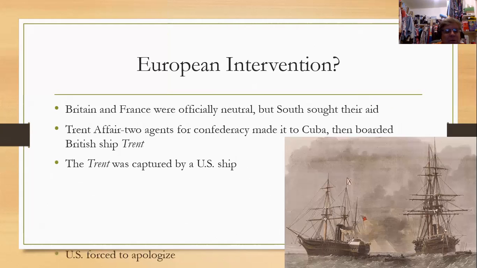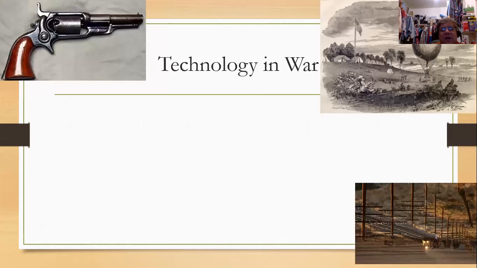The Trent was captured by a U.S. ship because it had 2 agents for the Confederacy. The United States later apologized to Britain. And Britain and France did not become heavily involved on the side of the Confederacy.